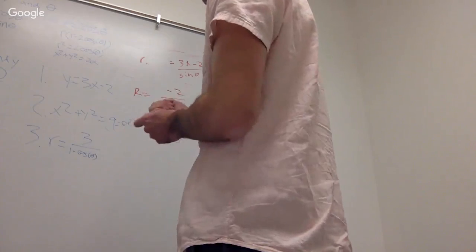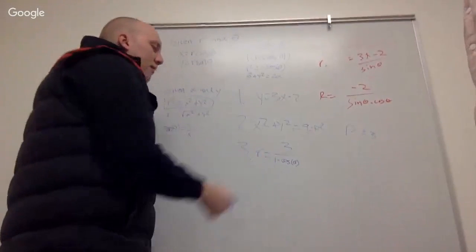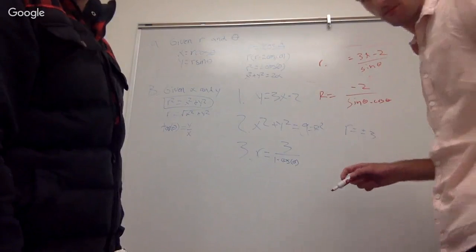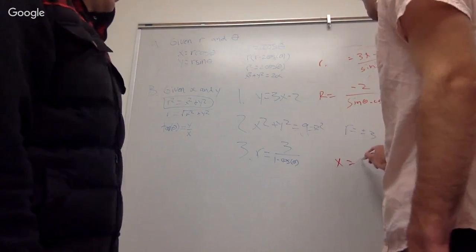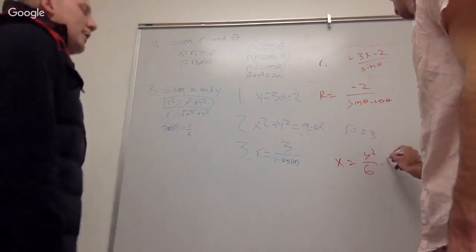Mind bender. And then we got this guy, r equals 3 over 1 minus cosine theta, and the answer is x equals y squared over 6 minus 3 over 2. That's the answer.